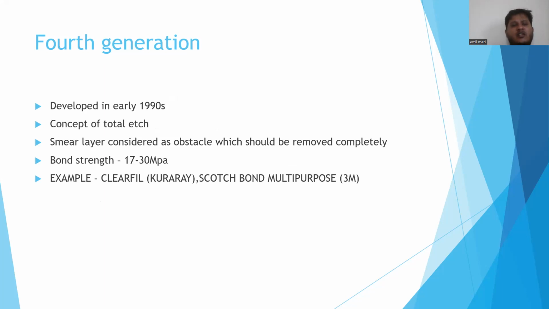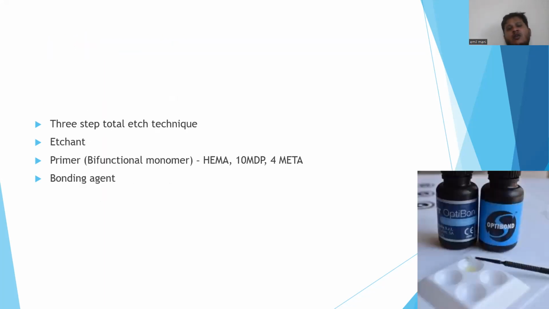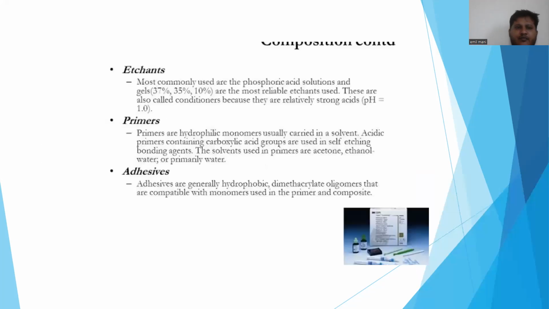In the fourth generation, the smear layer is considered an obstacle, so it should be completely removed. In this three-step total etch technique, in the first step they used the etchant, which was completely washed off. After that, we use the primer, which is basically a bifunctional monomer. In this bifunctional monomer, one end is hydrophilic in nature and the other end is hydrophobic in nature. Finally, we apply the bonding agent and cure it.